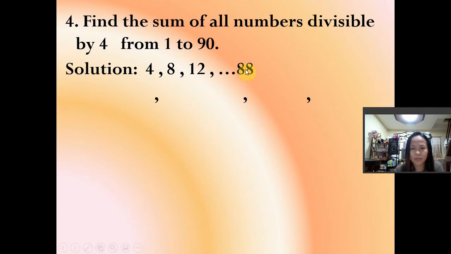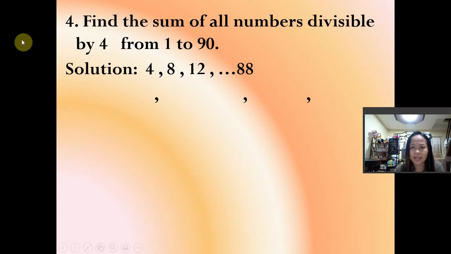Why is it that we will stop at 88? Is 90 divisible by 4? No, it's not. And we are going to find only the sum of numbers divisible by 4 from 1 up to 90. So therefore, we will not go beyond 90. Since 90 is not divisible by 4, we're going to look for a number closer to 90, but not more than 90, which is divisible by 4.